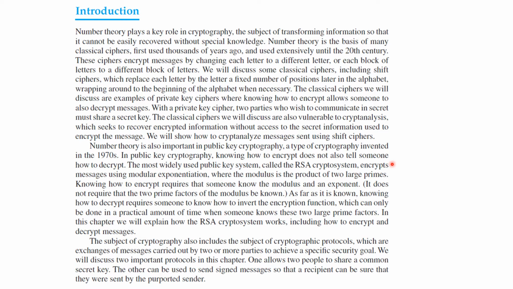The most widely known public key system, called the RSA encryption system, encrypts messages using modular exponentiation, where the modulus is the product of two very large primes. Knowing how to encrypt requires someone to know the modulus and an exponent. It does not require that the two primes be known. As far as is known, knowing how to decrypt requires someone to invert the encryption process, which can only be done in a practical amount of time when someone knows what the two large primes are. And factoring things into large primes is difficult.